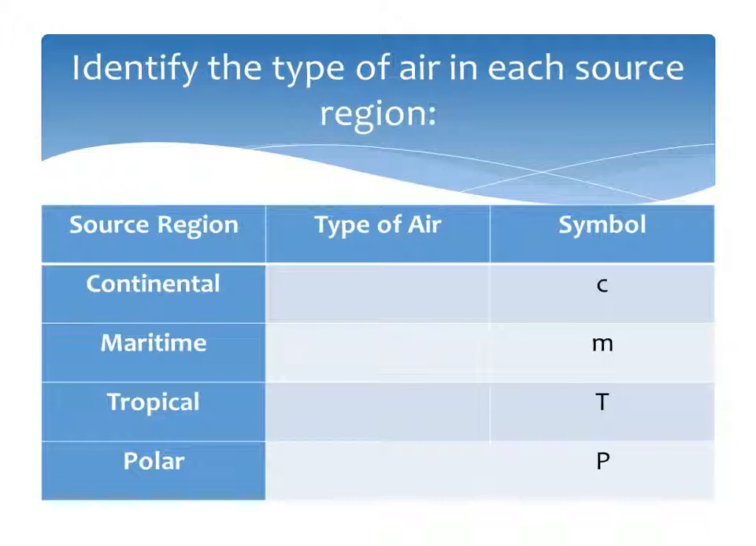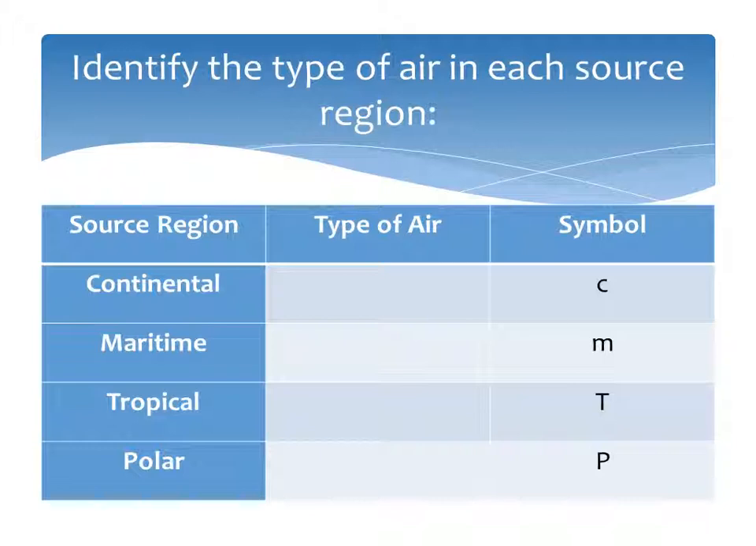And the source region is continental, so that means the air mass comes from the continent. And if we were to write this on a map, instead of writing out the whole word continental, we would just write a lowercase c as a symbol. And remember, the type of air that we have coming from the continent would be dry. For maritime, if we were to write this on a map, we'd use the lowercase m as the symbol. And the type of air that comes from the maritime air mass is moist.